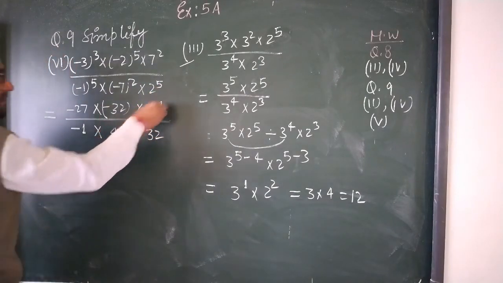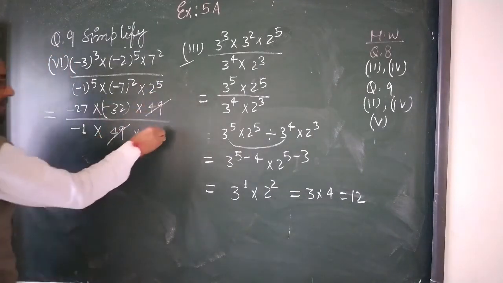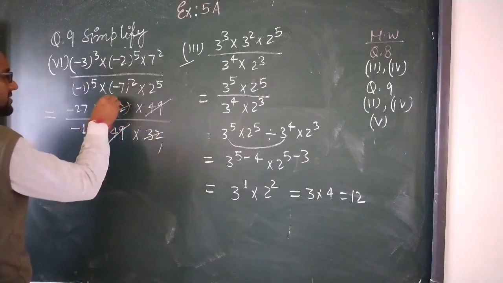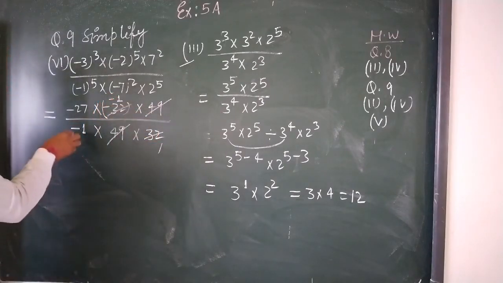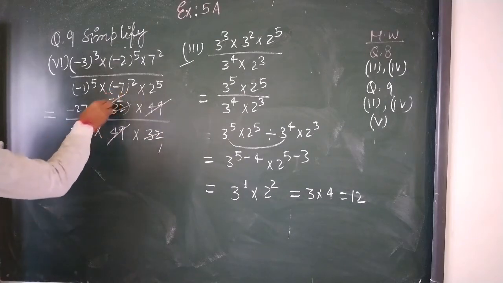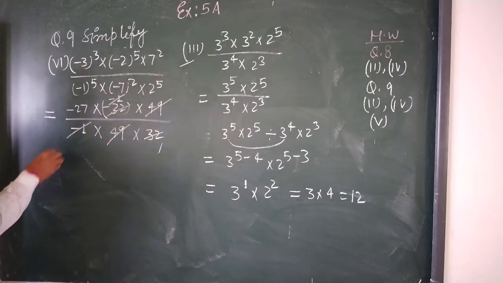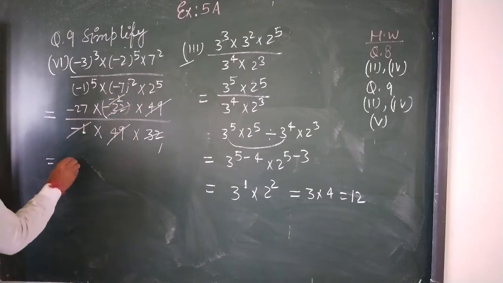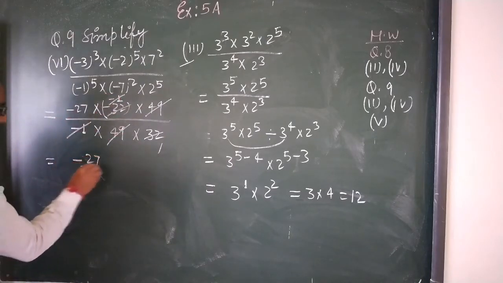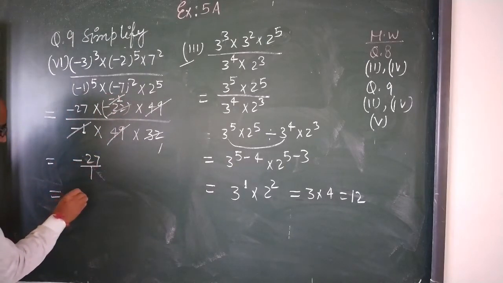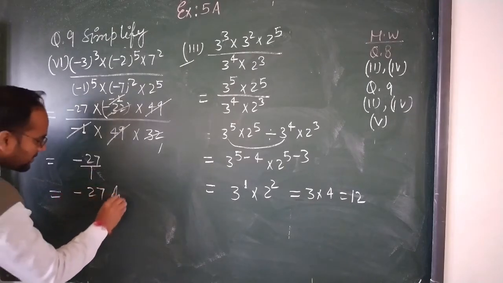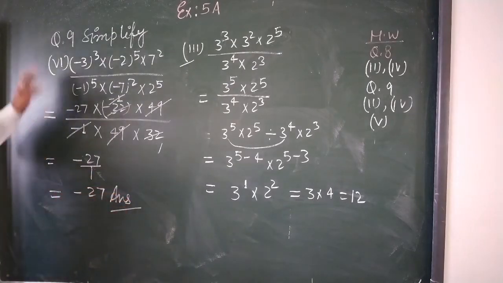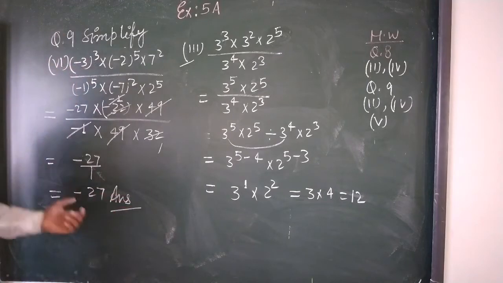So see, this 49 cancels out with this 49, 32 cancels out with this minus 32, you will get minus 1, and here this minus 1 cancels out with this minus 1. So what is remaining in the upside is minus 27, in the downside it is 1, and then your answer is minus 27. So this is by simplifying, then you will do that.